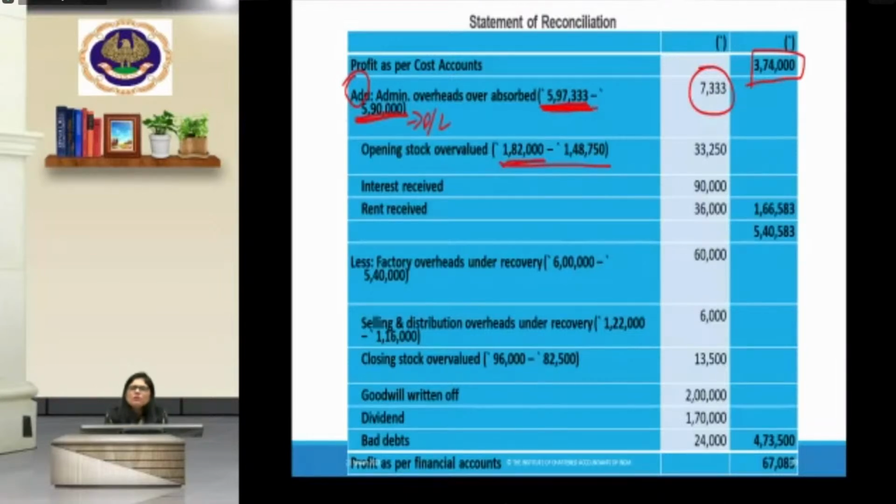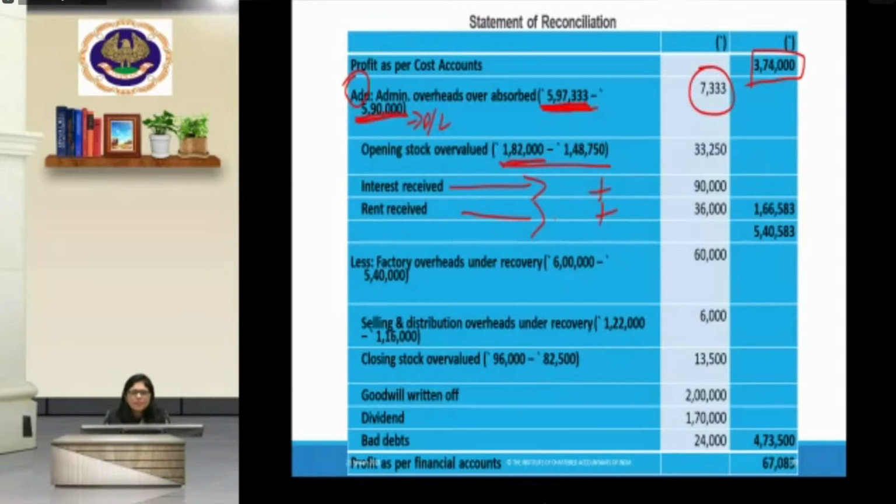So whatever you have charged extra, just add it back. Clear? Interest received was there in profit or loss, but it was not there in the cost account. So you have to increase the profit. So just add it back. This is something which was not there in cost accounting. You have to add it back. You have to increase the cost accounting profit also. Because the other income was not added in cost profit, we have to add it to my cost accounting profit.